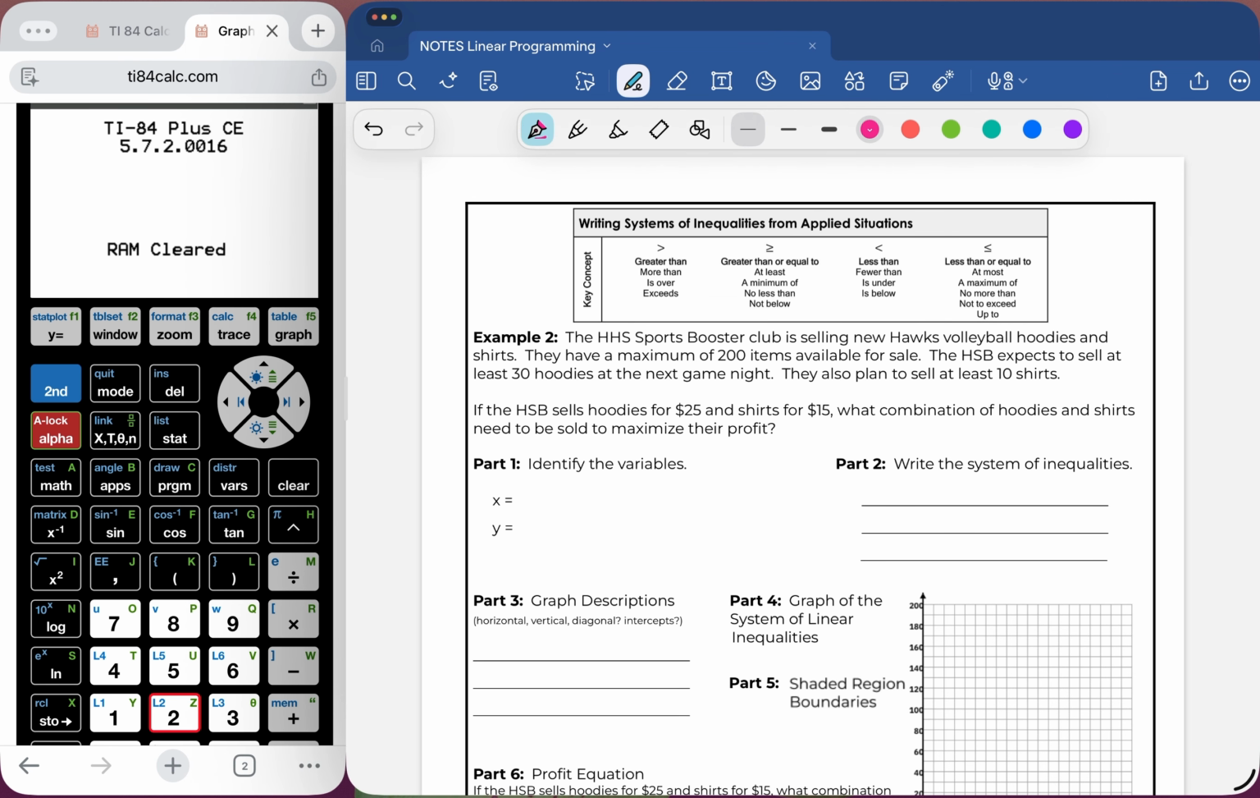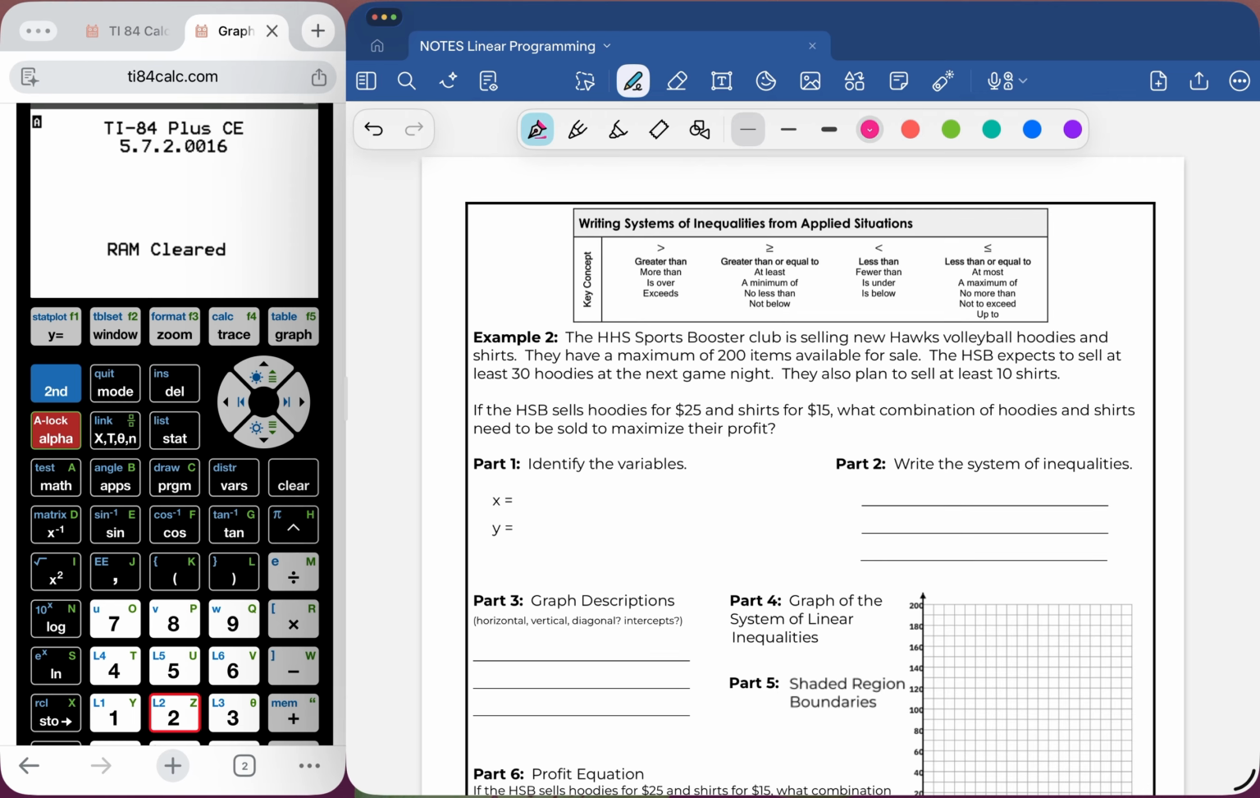But now we're going to do it as a system of inequalities. So first thing is identify our variables. What are those two topics that are happening in this problem? Because our sports booster is selling hoodies and shirts, those are going to be our variables. And it does not matter which one you pick, just make sure that you're consistent with it.